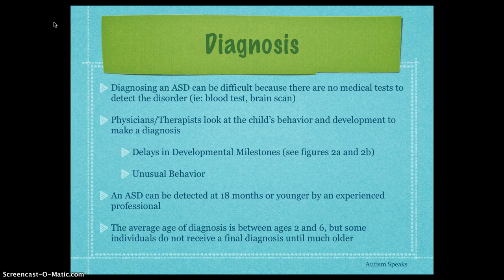An ASD can be detected at 18 months or younger by an experienced professional, and that's where these developmental milestone checks come in to be very important, because if we do catch it fast enough, the interventions can begin earlier. But the average age of a diagnosis right now is between the ages of 2 and 6. But there are some cases where individuals do not receive a final diagnosis until they are much older.